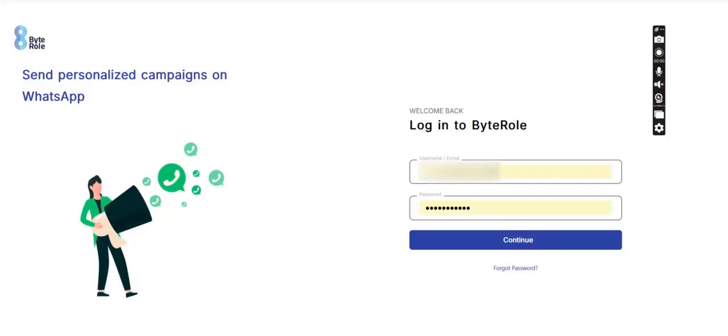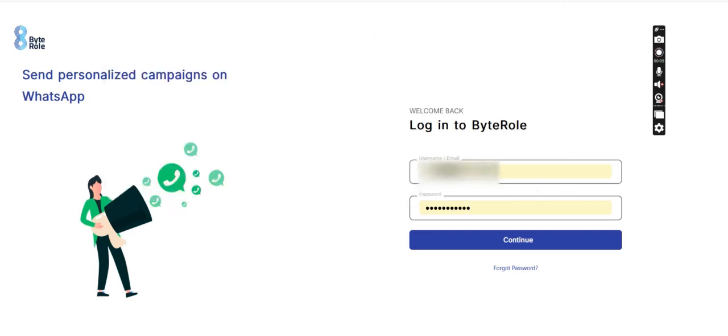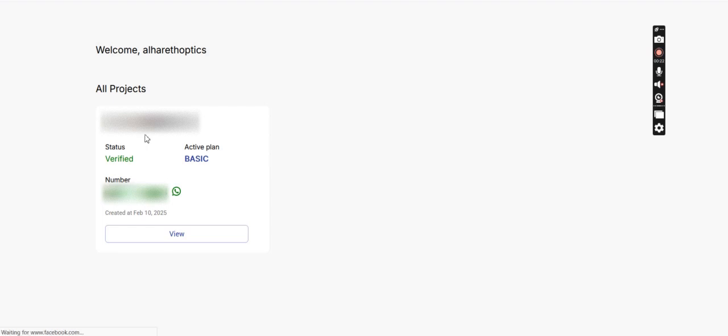Okay. So firstly, we have to open the link whatsapp.byterole.com.kw. Once we open the page, this portal will come up. You have to put your username and the password. Just continue.